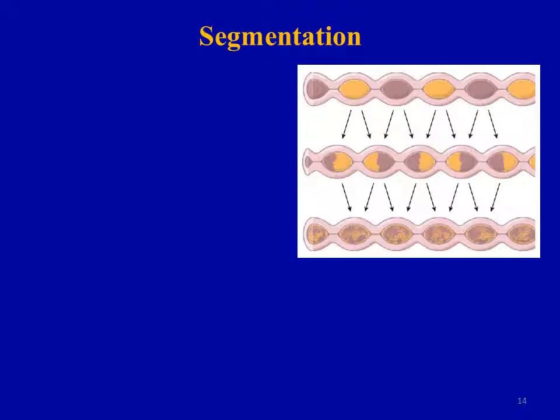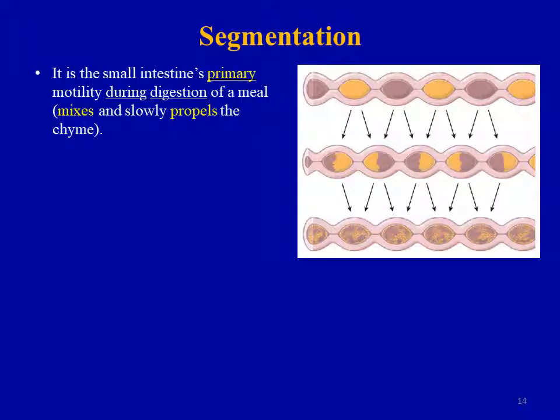Segmentation is the primary motility pattern in the small intestine during the fed state. Please remember that the main motility pattern of the small intestine during the fed state is segmentation. It is the small intestine's primary motility pattern during digestion of a meal. It mixes, as the name shows, but also slowly propels the chyme.